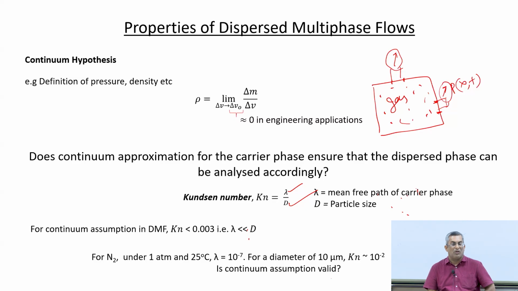Okay. So is this satisfying this criteria? The answer is no. So is the continuum assumption valid in this case? Most likely no. But should we do the conventional analysis that we are doing? What is meant by conventional analysis? So let's say you have this particle, and this particle is flowing in the flow.